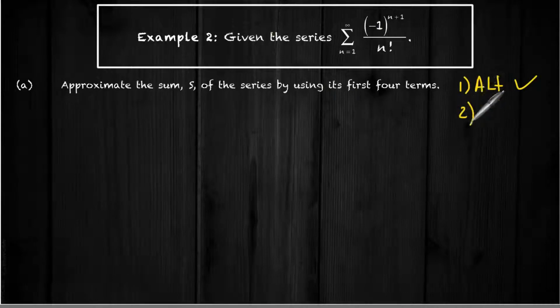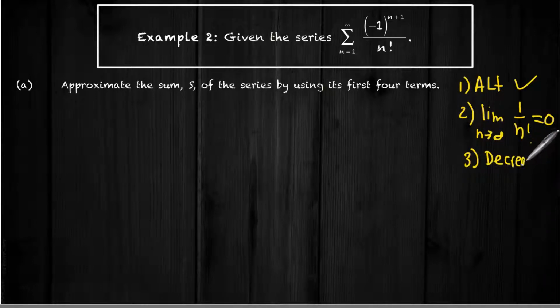Check. We see that the limit as n approaches infinity of, strip away the alternating part and just analyze 1 over n factorial, is clearly 0. And then the third thing we can see is that it's decreasing in its magnitude, and that's pretty obvious. You have n factorial on the bottom. The bigger n gets, the bigger the bottom gets, which means the overall number is getting smaller and smaller, so it's decreasing. So we're going to approximate this sum using the first four terms.